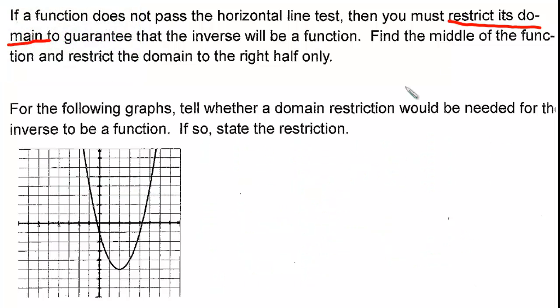To do this, we find the middle of the function and restrict the domain to the right half only. So the middle of this parabola is right here. So I only need to restrict the graph to the right half. The restriction on this graph is x is greater than or equal to 2. I get that because this is the line of symmetry at x equals 2. The graph can equal 2, but it has to be greater than.